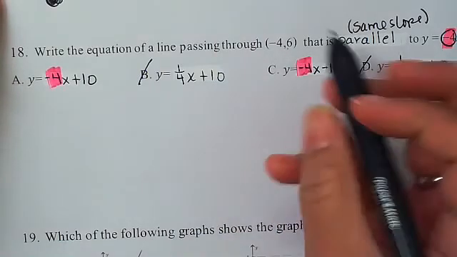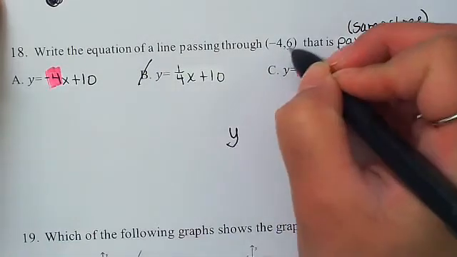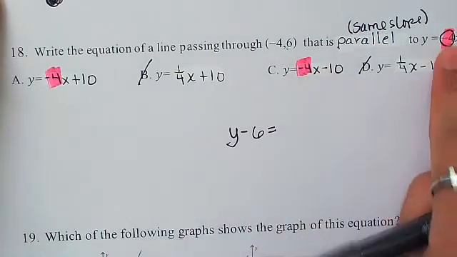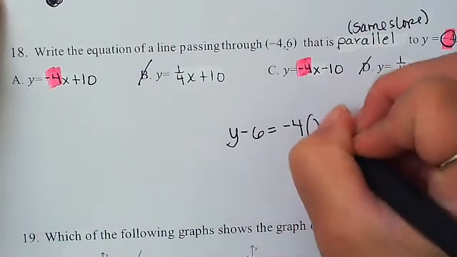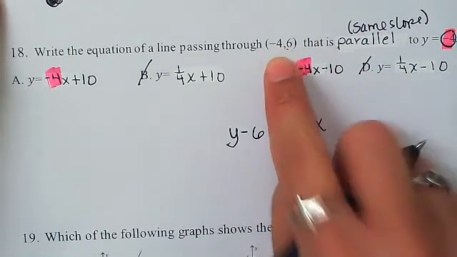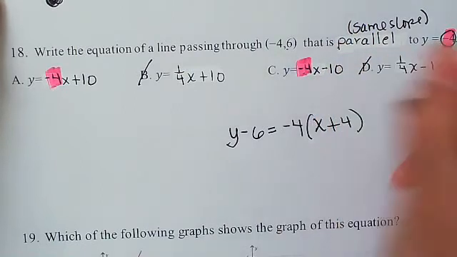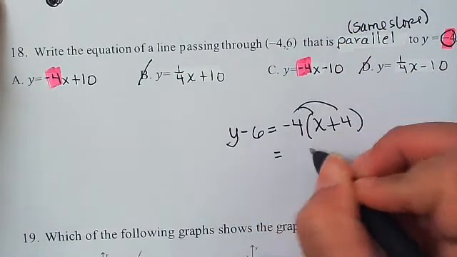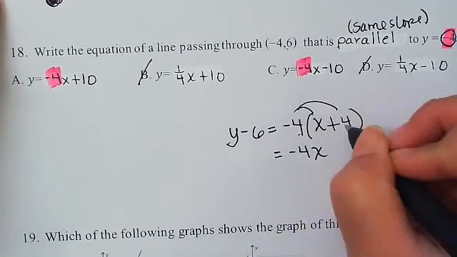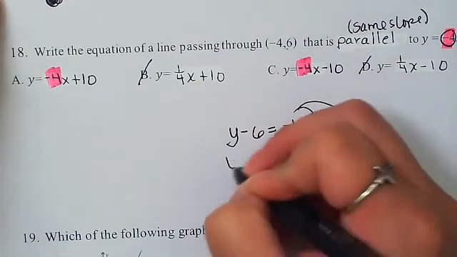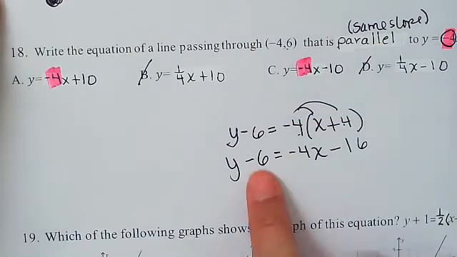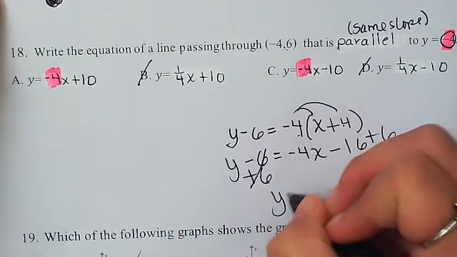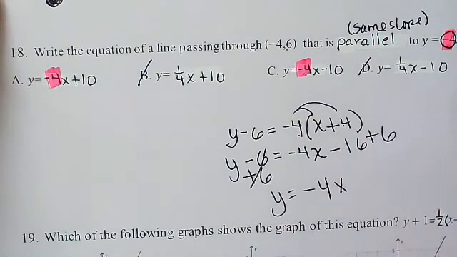Well, if you have your slope and you have a point, you should remember how to write a point-slope. Y, the opposite of 6 is -6, equals, we know we want the slope of -4, parentheses x, and then take the opposite of your x, which is +4. And then solve for y. So distribute -4x, -4 times 4 is -16. Bring this down, and then just add 6.